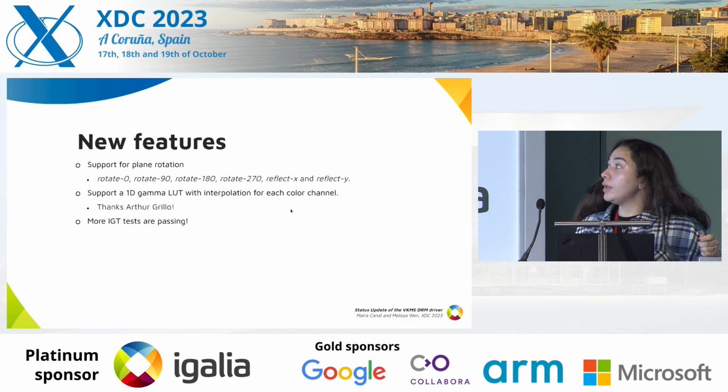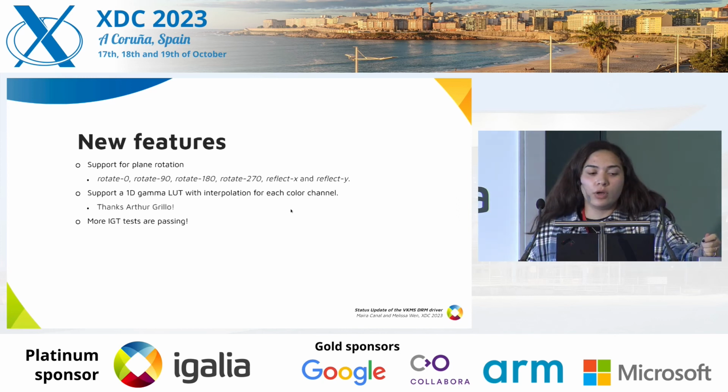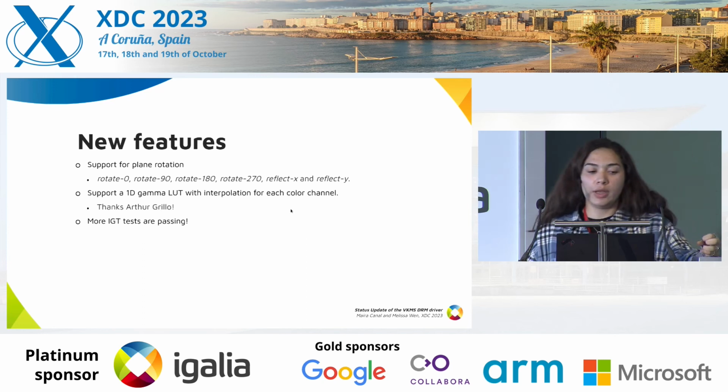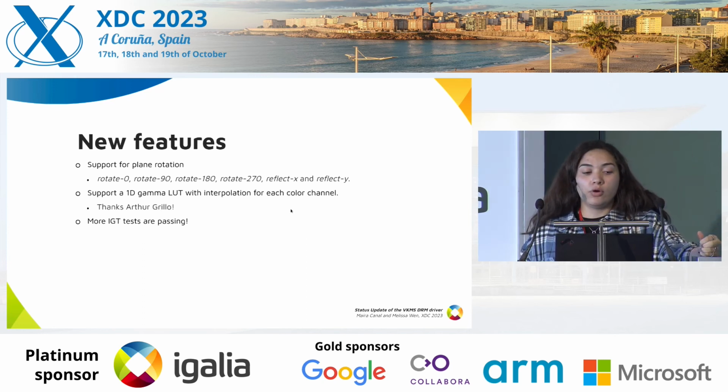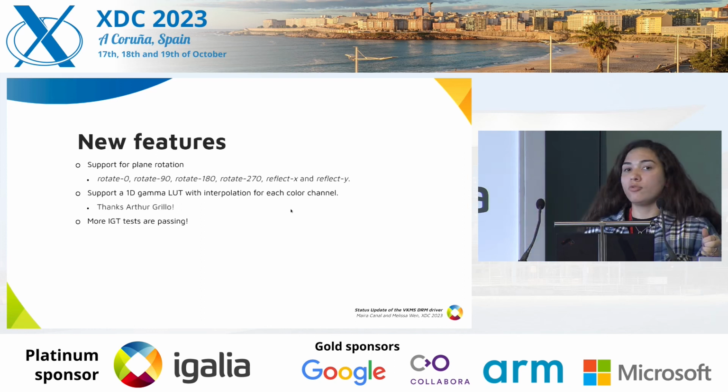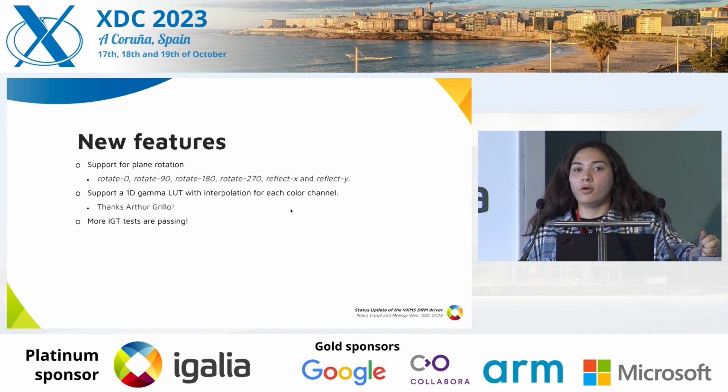And we also had new features, such as plane rotation. It was one of the first plane features that we supported. Now we support all rotations and reflections in our planes. And we have support for 1D gamma LUT with interpolation for each color channel. So thanks, Arthur, for working on such a nice feature. And we have more IGT tests passing. Those features have IGT tests, and now they are passing, which is great.